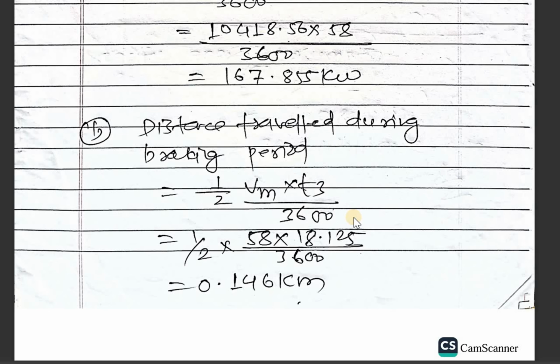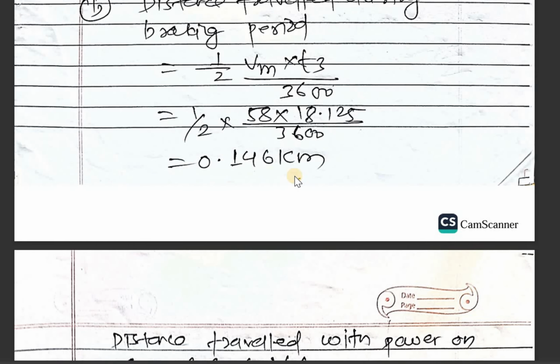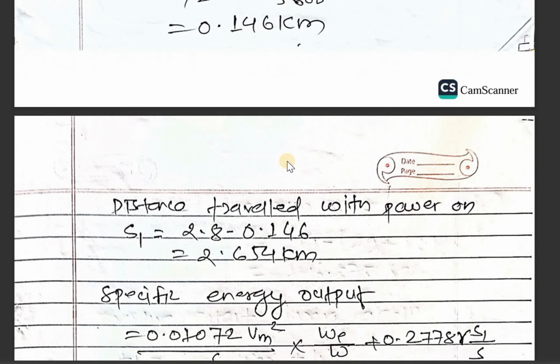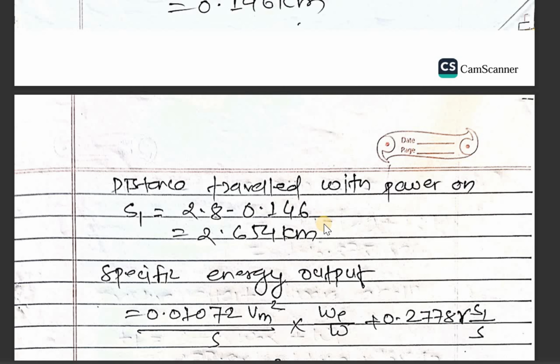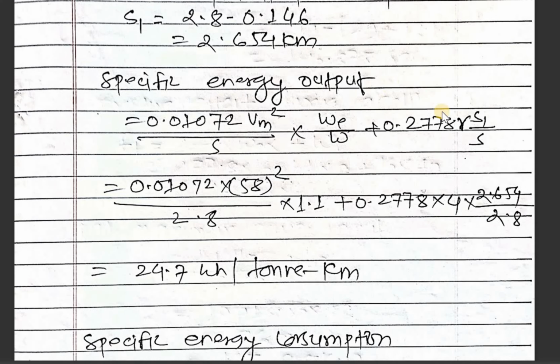And distance traveled during the braking period is 1 by 2 Vm into T3 upon 3600. The value of Vm is 48 and T3 is 18.125. Then simplifying, we get 0.146 kilometer. And distance traveled with power on, S1, equals 2.8 minus 0.146, so 2.654 kilometer.